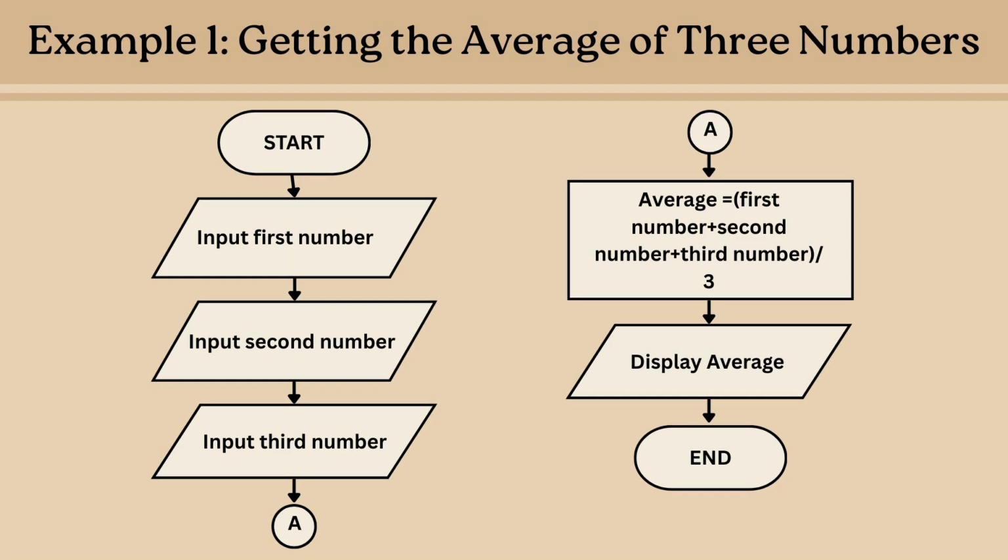The flowchart describes a straightforward process for computing the average of 3 numbers. The program starts by prompting the user to input 3 distinct numerical values. After receiving these inputs, it calculates the average by adding the 3 numbers together and dividing the sum by 3. Finally, the program displays the computed average to the user before concluding its execution.